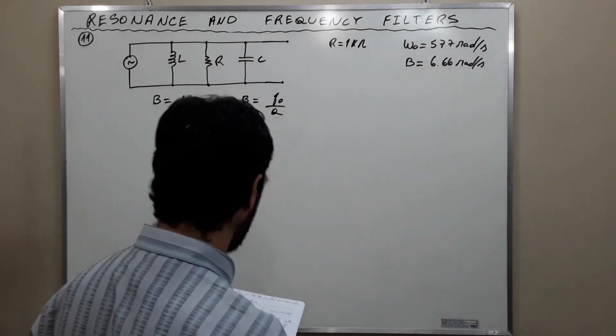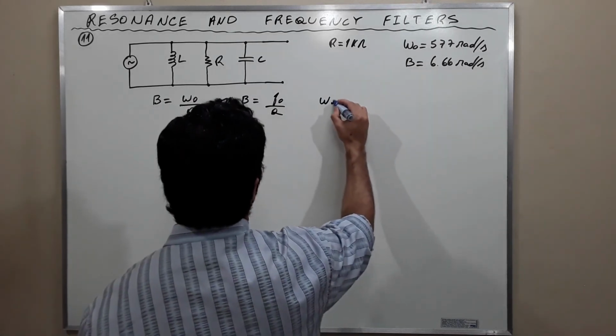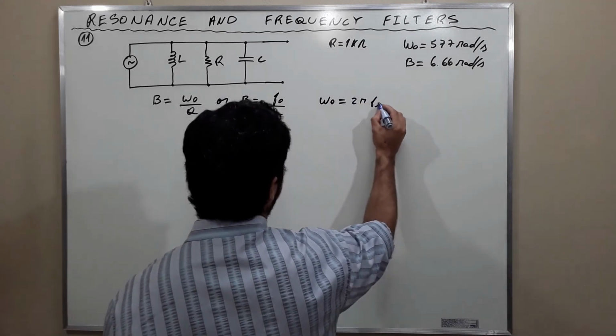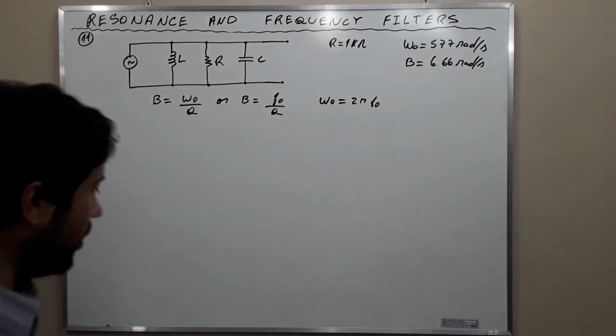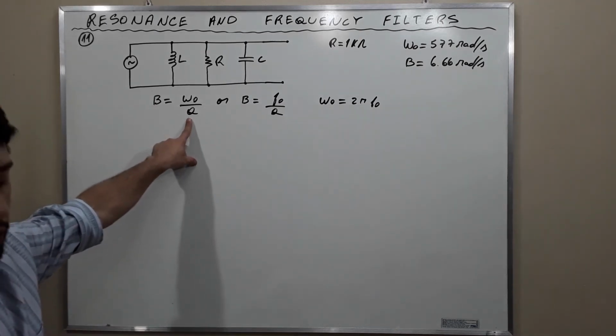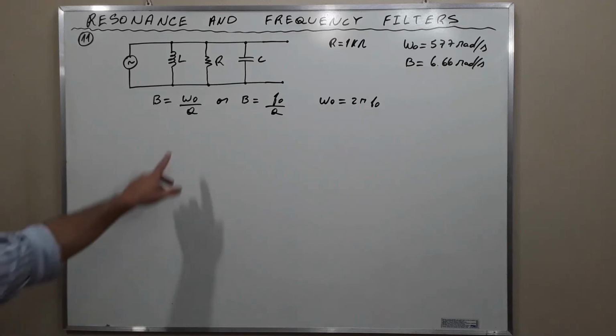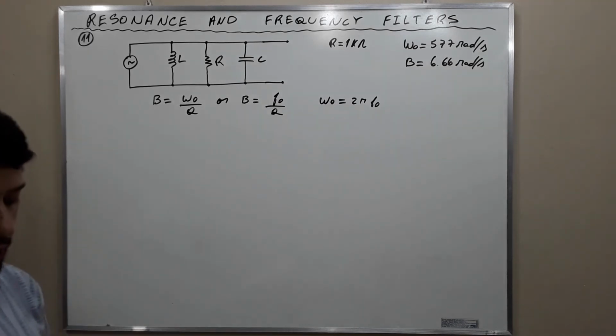And where F0, W0 is equal to 2 pi F0. Alright? We are going to use this instead, as the values were given in radians per second rather than hertz, we are going to use this instead of this, okay?